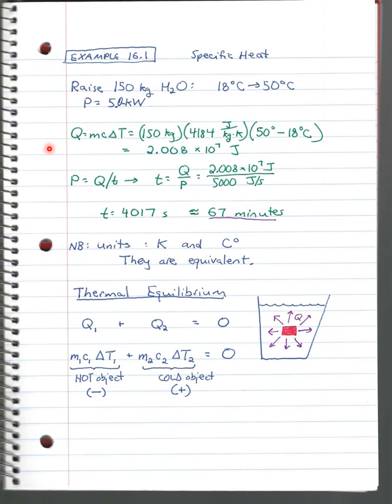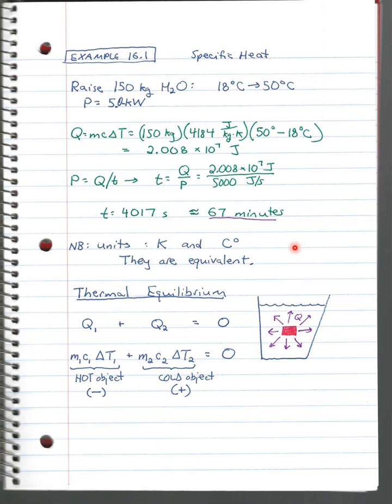Now, if we've got a heater that is 5 kilowatts, that's 5,000 watts or 5,000 joules per second. If power is defined as Q over t, then t is Q over P. So we take the heat that we found up in the line above, divide by the 5,000 joules per second, and we get 4,017 seconds, a bit over an hour, 67 minutes. And I want to point out what I've said before, that if we're talking about a rise in temperature, a change in temperature, then a Kelvin is the same as a Celsius degree.